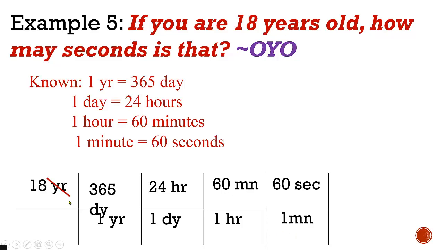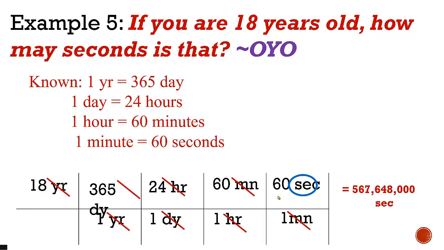If I look here, hopefully all my units will cancel each other out, and I'm left with seconds in the end. Now, mathematically, the bottom is going to be 1. That's easy. Now, I take 18 times 365 times 24 times 60 times 60, which gives me 567,648,000 seconds. That's a big number.